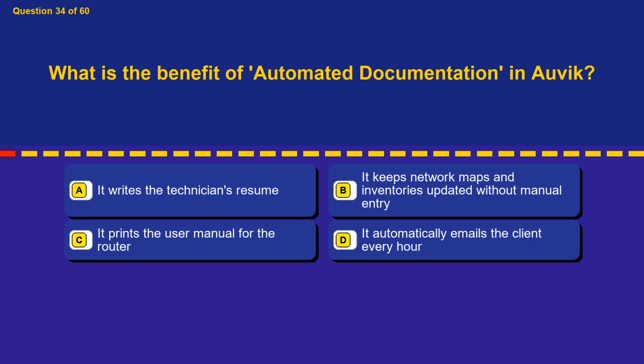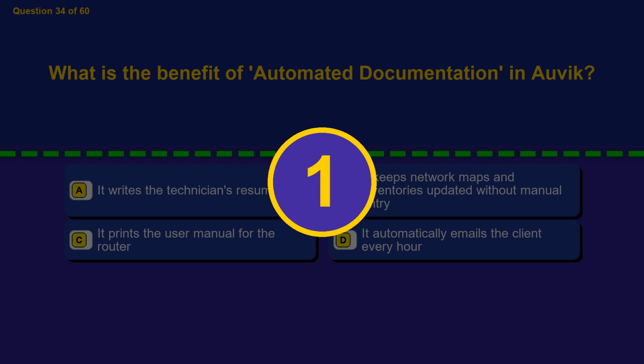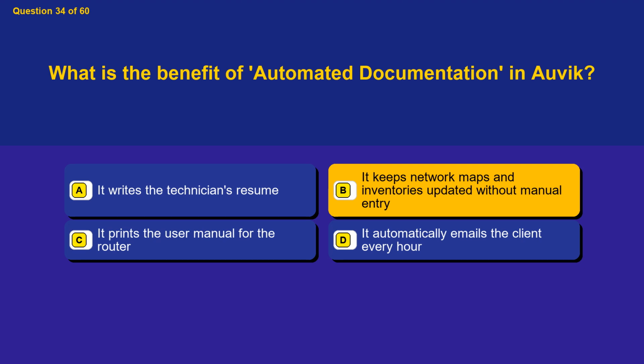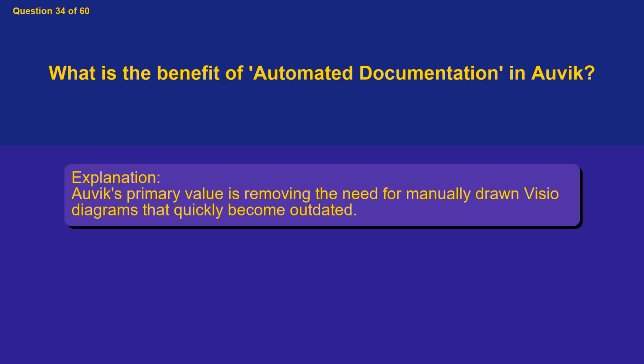Question 34. What is the benefit of automated documentation in Auvik? Option A, it writes the technician's resume. Option B, it keeps network maps and inventories updated without manual entry. Option C, it prints the user manual for the router. Option D, it automatically emails the client every hour. The correct answer is option B. It keeps network maps and inventories updated without manual entry. Auvik's primary value is removing the need for manually drawn Visio diagrams that quickly become outdated.